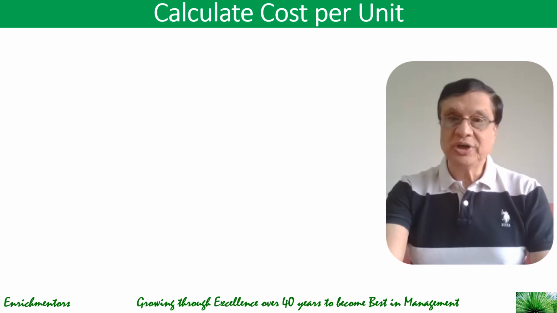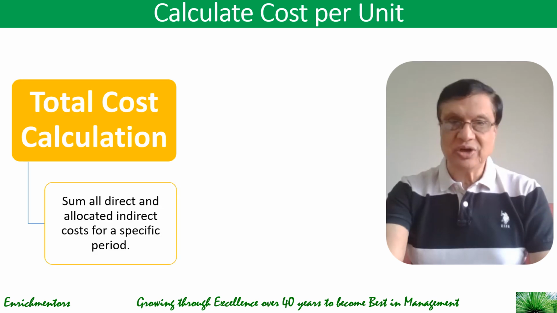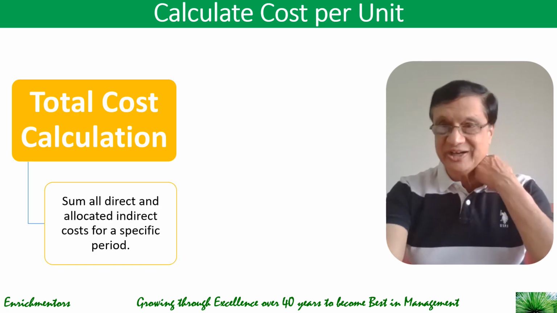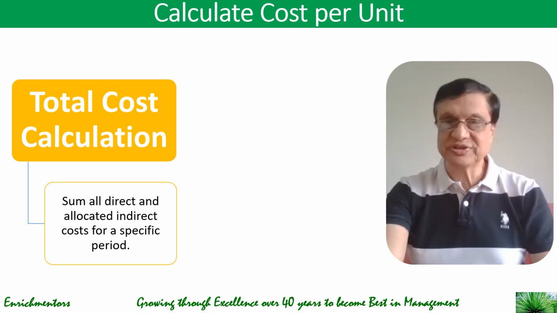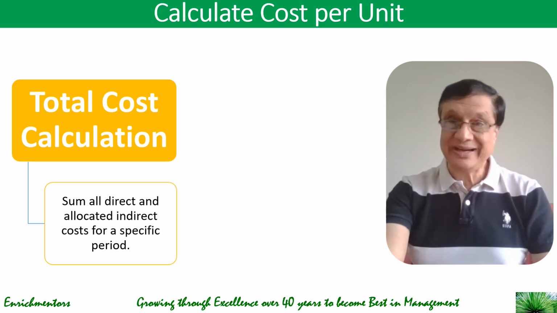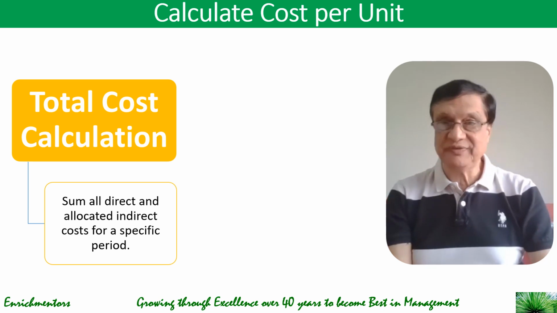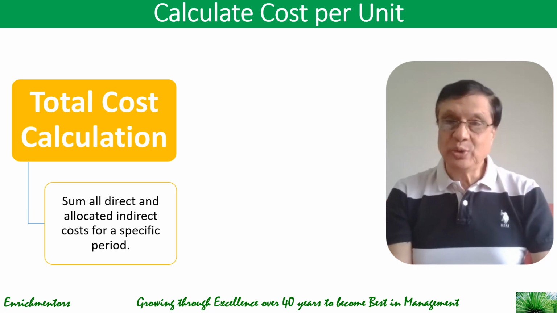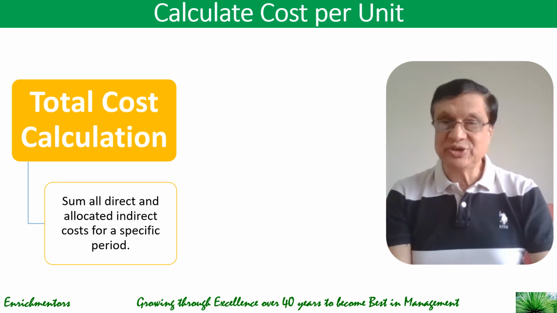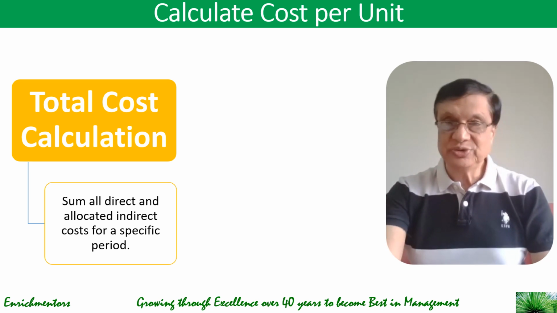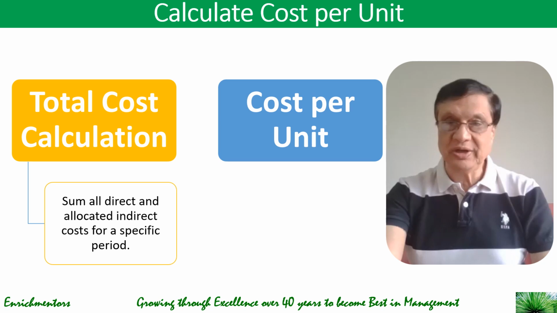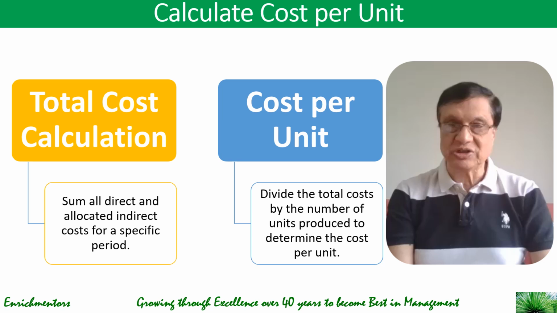Then you calculate per unit cost for each product and service. You sum total direct and indirect costs for a specified period, whether it is for a year, quarter or a month. You sum all the direct costs that go into production of that product or service, and the allocated indirect costs. The costs that are not direct, you allocate on the basis of certain principles and assign to that particular product or service. And then you determine the cost per unit by dividing the total cost by the total number of units produced.